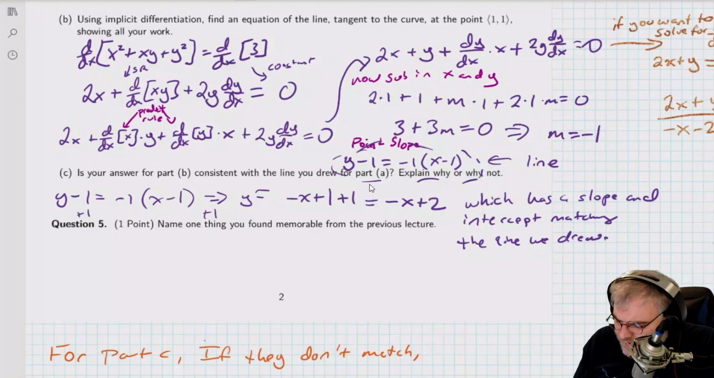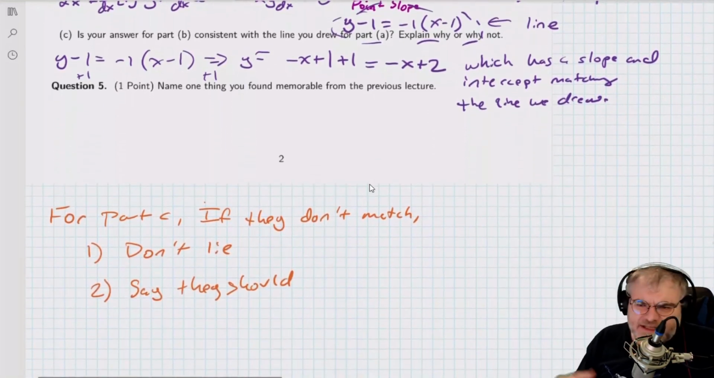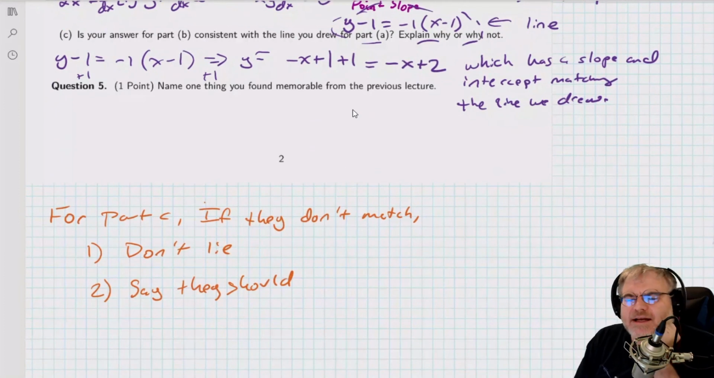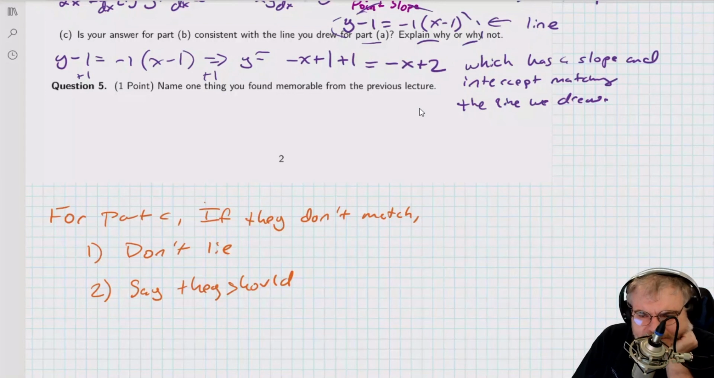And if it turns out they don't match, don't lie, but say they should have. So usually you can get a point or two back by being intelligent and saying, they didn't match, but they should have. So don't lie when that happens. But how do we feel about that one, 1 to 5? The question.